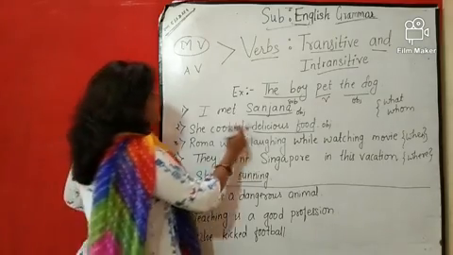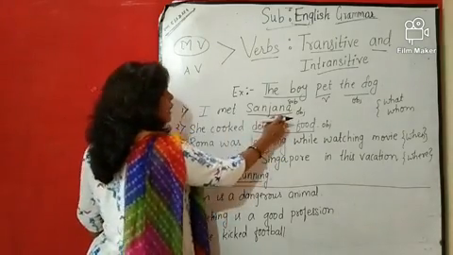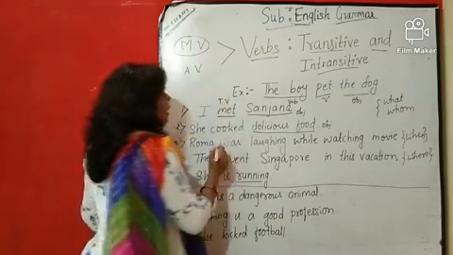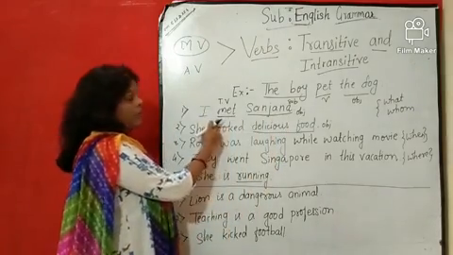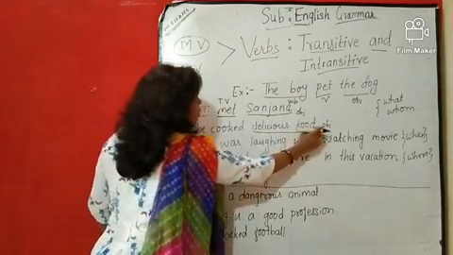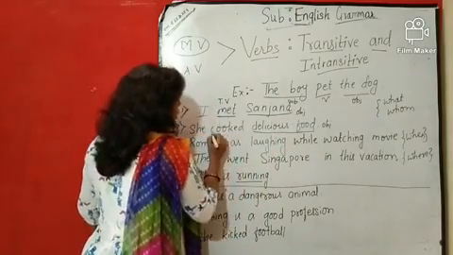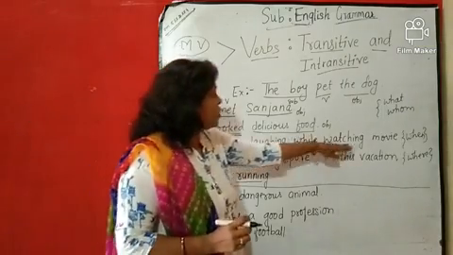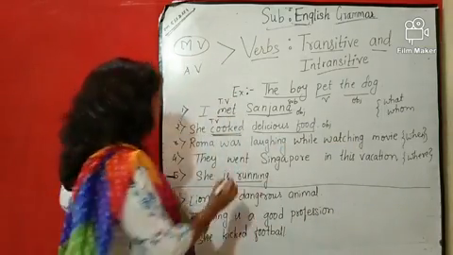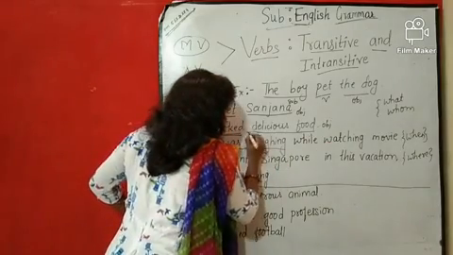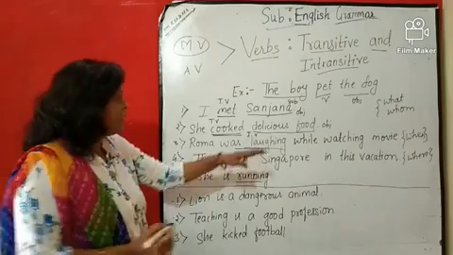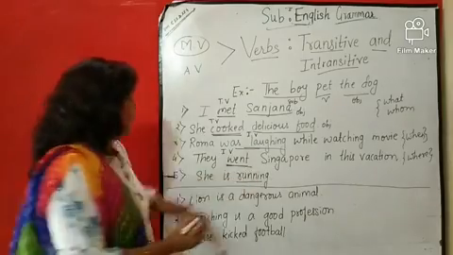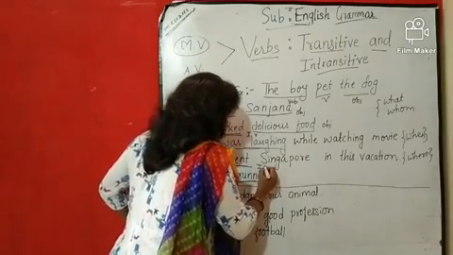Now in this sentence we are having an object. So this word met is a transitive verb. We are having an object, that's why it is called a transitive verb. She cooked delicious food. Again delicious food is our object, so again we are getting a transitive verb. Roma was laughing while watching a movie. Here no object is there, means this verb is going to be an intransitive verb. They went to Singapore. Again no object is there, so intransitive verb. She is running. Again no object is there, intransitive verb.